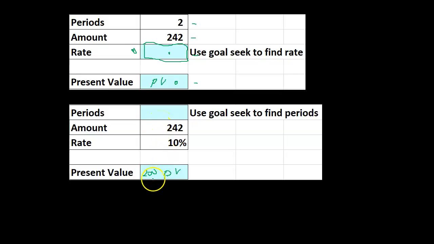Well, I know this is 200. I'm going to put in the formula for present value here. And then I'm going to use goal seek and say, hey, Excel, would you fill in, make this 200 by changing this cell. Do whatever you got to do to that cell to make it 200. And it'll obviously pick 2 years in this cell in order to make that 200. So that's going to be one useful tool.